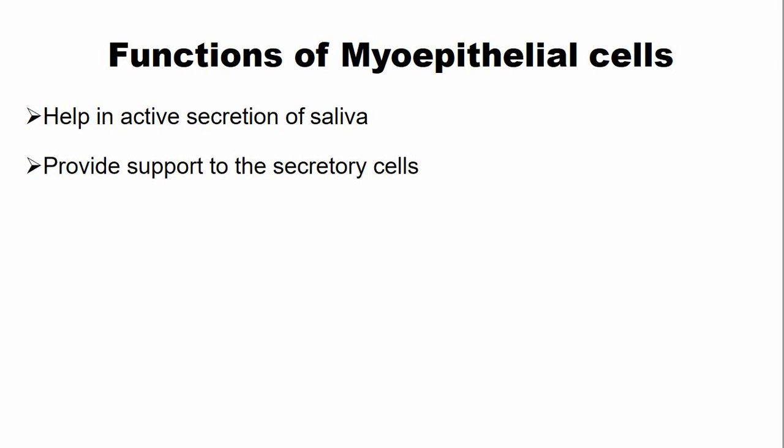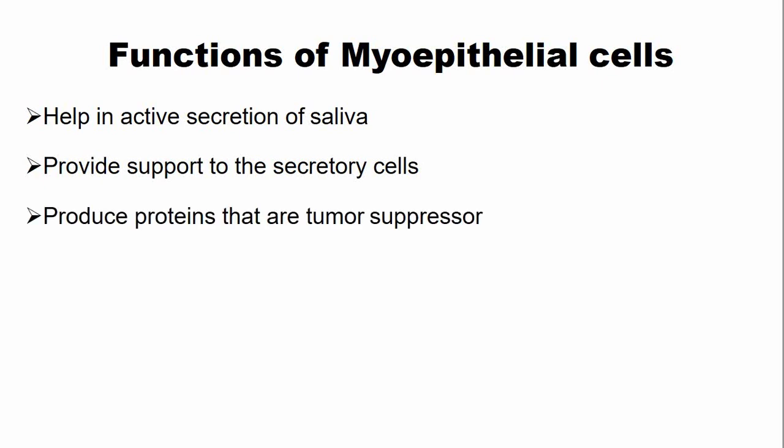These cells also provide support to the secretory cells, and thus they maintain the shape, structure, and functions of the cells. The myoepithelial cells also produce proteins that have tumor suppressive activity. Examples of those proteins are proteinase inhibitor and anti-angiogenic factor. These proteins decrease the formation of tumors within the salivary glands.